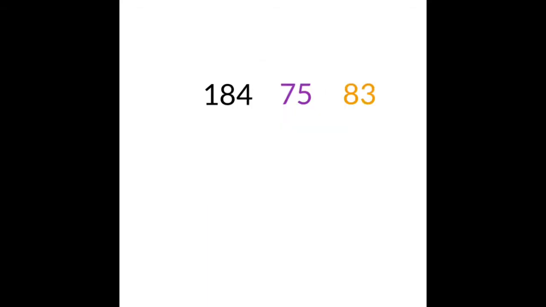Here we've got three different numbers, 184, 75 and 83. I've added in the letters for the place value columns to make it a bit easier to follow. Your first mission is to look at how many digits are in the number. You'll notice that this number here, 184, is the only 3-digit number here. So we know that this one straight away is the biggest number.